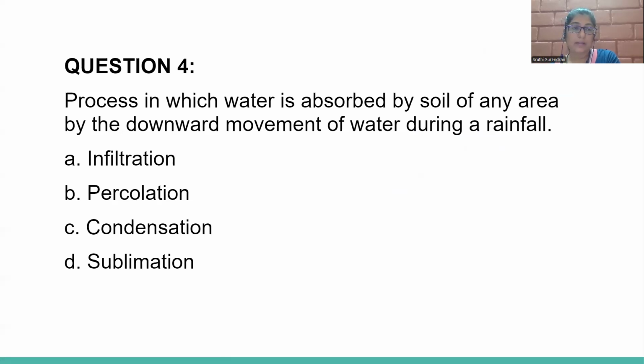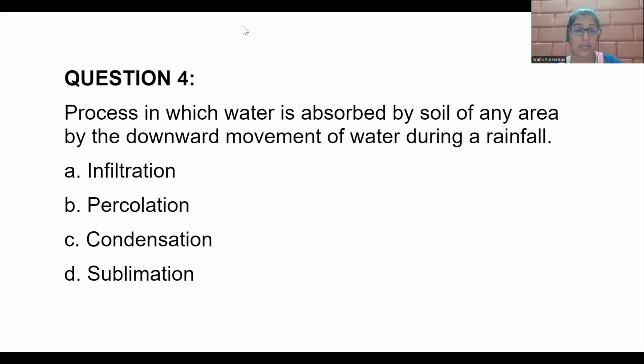Moving on to the next question. The process in which water is absorbed by soil of any area by the downward movement of water during a rainfall. What is this process called? So those who have joined late, I'm posting some questions. You can put in your answers in the chat box, and then I'll give you the explanation. The fourth question is, what is the process where water is absorbed by the soil as a result of downward movement of water during a rainfall? I have answers from Navdeep, Gokula, Uma.